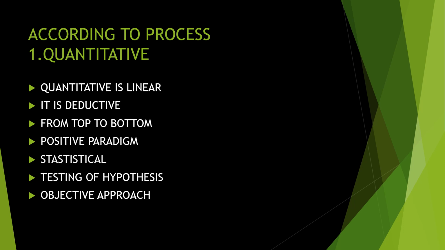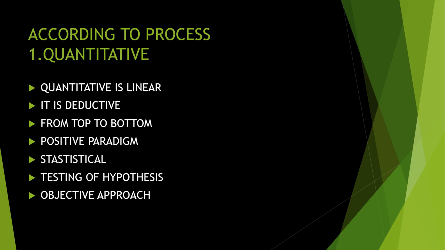Then statistical means we can clearly draw the data of the quantitative process. Testing of hypothesis: an already existing theory is there, you just want to elaborate it, so you have to test the hypothesis. An existing hypothesis is there, you just want to test it. That is what we do in quantitative research.